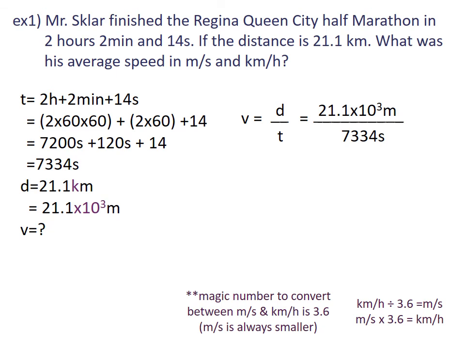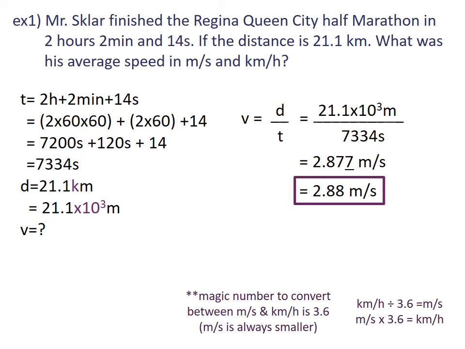Now I'll run that through my calculator. And that gives me 2.877 meters per second. 3 significant figures because I had my givens to the nearest second, which are 4 sig figs, and my distance was given to me with 3 significant figures.